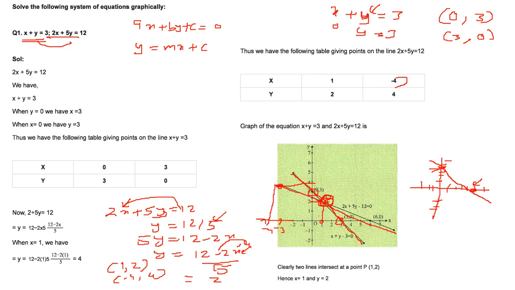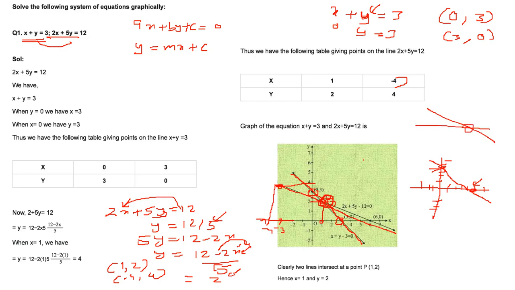Okay. And now you have to see what the intersection point will be. If you see, the intersection point is actually this one, 1, 2. This is how we solve this pair of equations, because it is not only about making the lines. It is actually about the lines where they are going to intersect. This is our solution. The solution is 1 and 2.